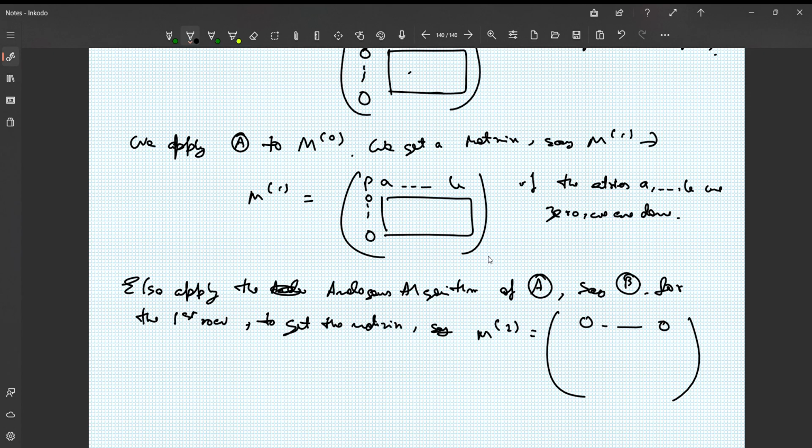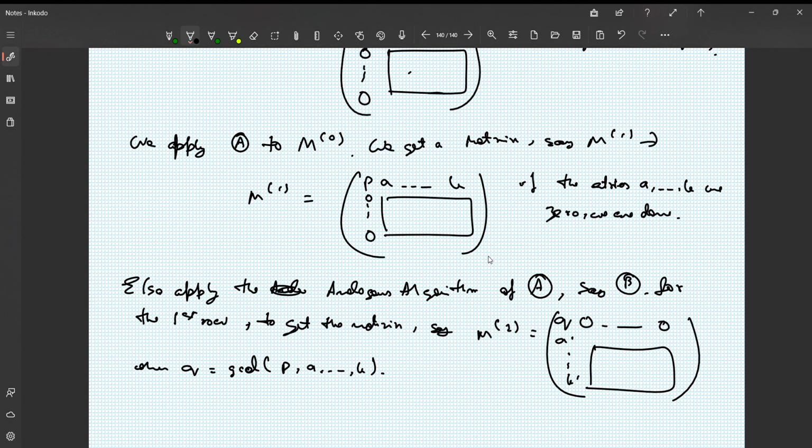To get the matrix, say M2. Now the elements in the first row except the (1,1) entry all become 0, right? So these elements become 0. The first entry now becomes some q, but the elements in the first column except q are again now non-zero. They can be 0, but they are manipulated as well due to this algorithm. So this becomes some a dash. Clear?